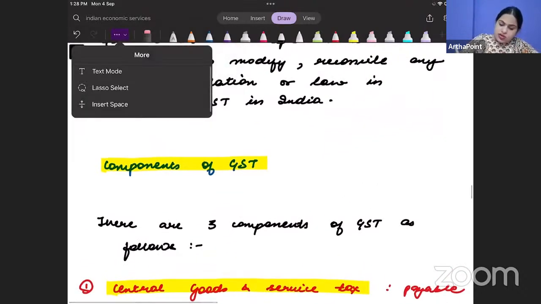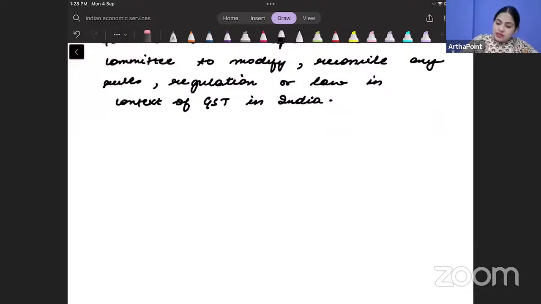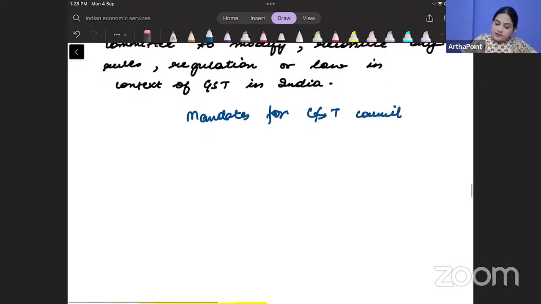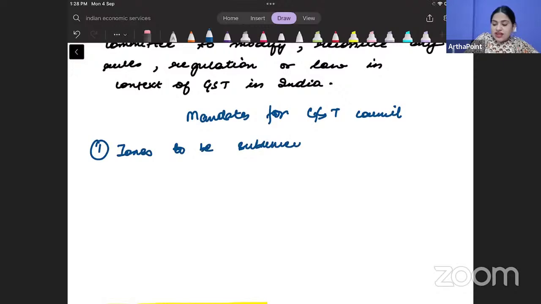So what I will do is, in order for you to remember this beta, we can make a diagram for it. So please write down mandates for GST Council. So what are the mandates? First, ये क्या बताते हैं? Taxes to be subsumed. मतलब कौन से taxes हैं जो अब हटा रहे हैं? Like we removed the entertainment tax and it came under GST. किसने decide किया ये? The GST Council, right?